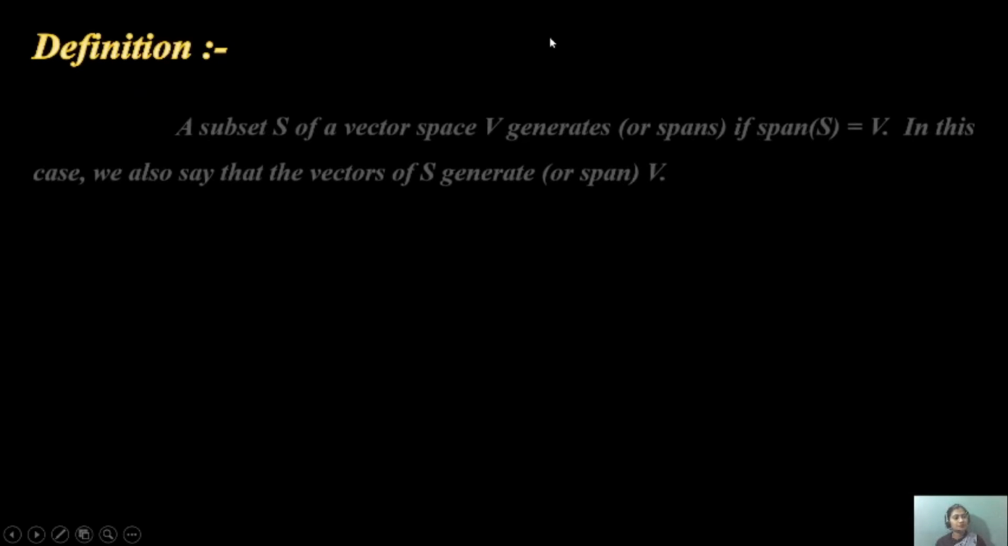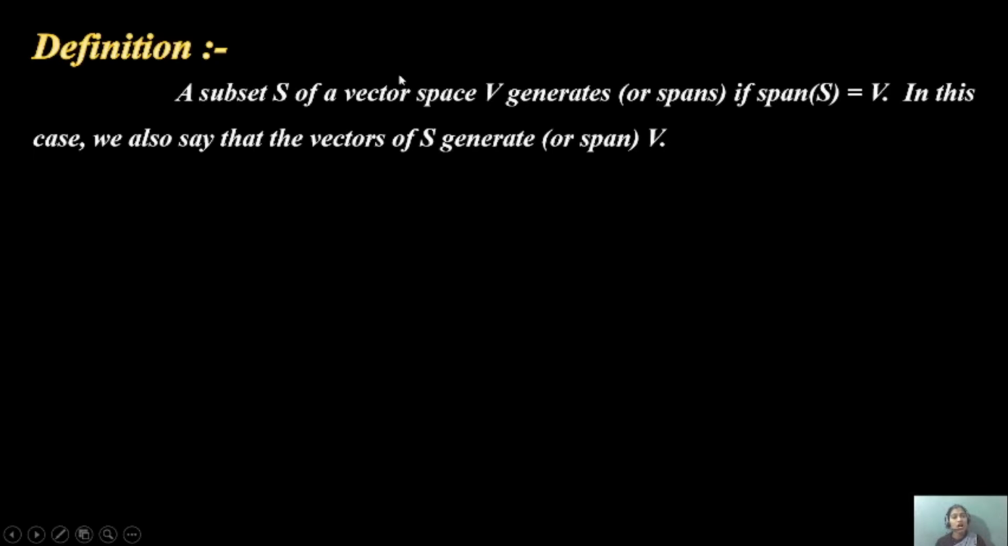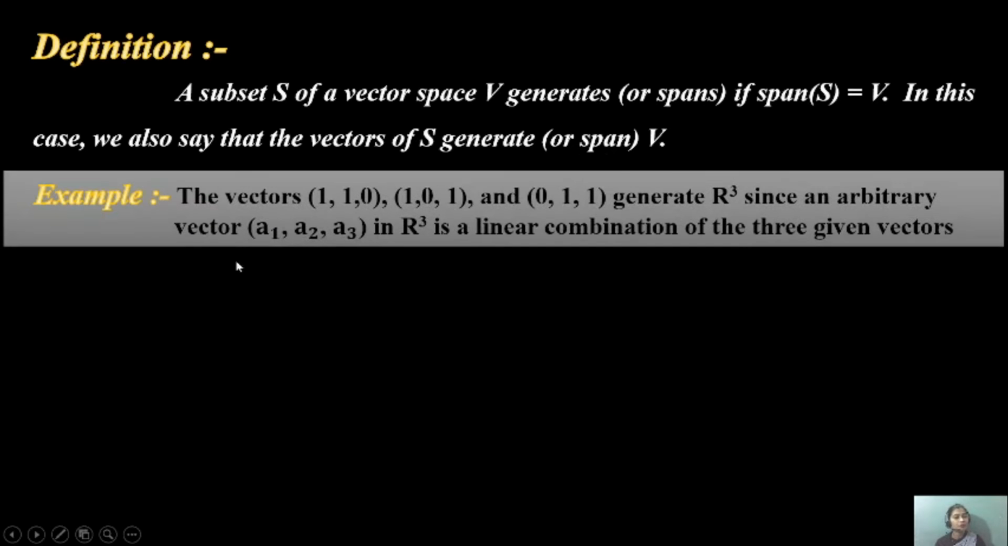Definition: a subset S of the vector space V generates the span if span S equals V. In this case we also say that the vectors of S generate V. This is the definition of the form. Let us get started with an example of this form.